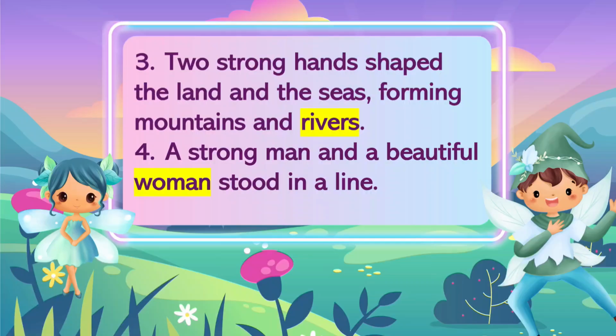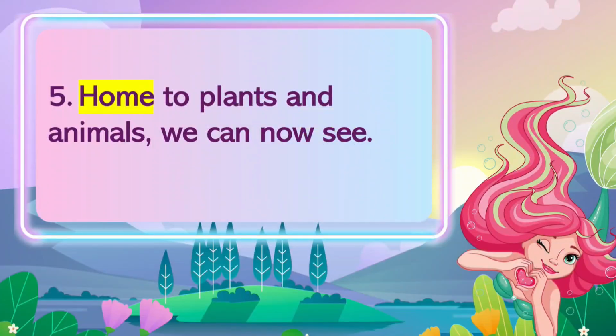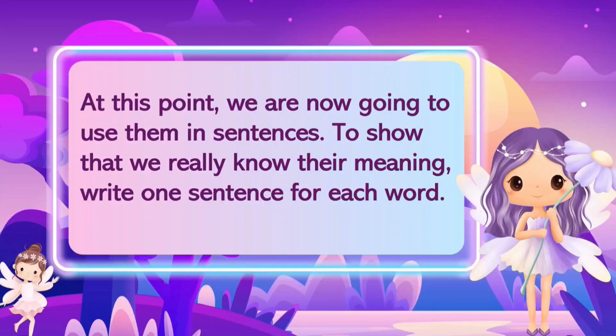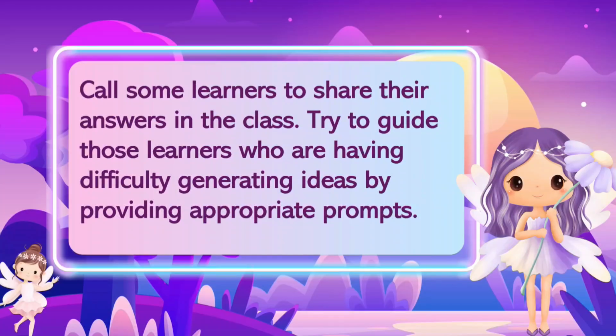Number 4, a strong man and a beautiful woman stood in a line. Number 5, home to plants and animals. We can now see. At this point, we are now going to use them in sentences to show that we really know their meaning. Write one sentence for each word. Now, I will be calling some learners to share their answer in the class.